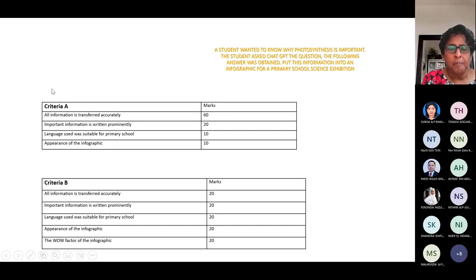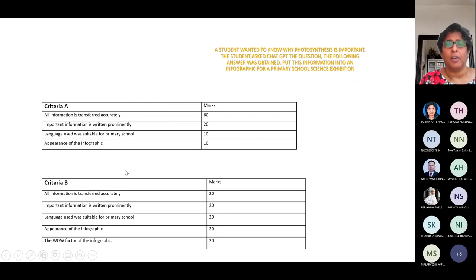Let's say one lecturer says these are the criteria I'm going to use to evaluate this task. All the information is transferred accurately. That means they put it into an infographic, but the crucial information is put in accurately. The important information is written prominently. The things that are really important, like oxygen, I want to see the word oxygen sticking out, because that's why photosynthesis is very important. You might give them 20 marks. Language use was suitable for primary school. Because it's an infographic for a primary school exhibition, you don't want them to use major jargon and make it very complicated. And for the appearance of the infographic, you give them 10 marks.